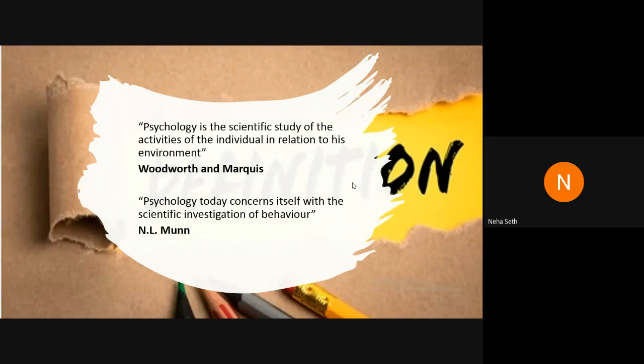Okay, so psychology as a term is defined by different psychologists. Woodworth and Marquis defined psychology as a scientific study of activities of the individual in relationship to his environment. So basically, the behavior of a person is drawn from the environment in which he or she is. Like, we behave differently when we are at home and differently when we are in class. So according to the environment we are in, our behavior changes.